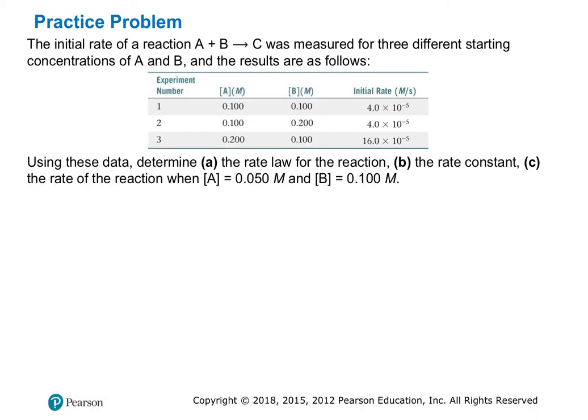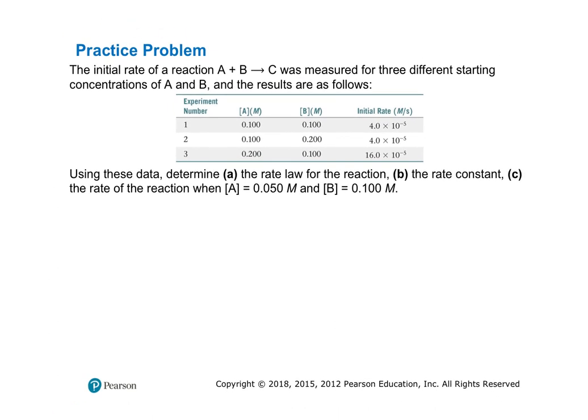Okay, and for our last one, we're going to find the rate law for this reaction. So I have A plus B goes to C, and I have 3 different variables. I'm going to find the rate law, the rate constant, and the rate at a certain concentration. We're going to need to get A isolated and B isolated. So let's write the overall rate law here. Rate equals K times A to the X and B to the Y.